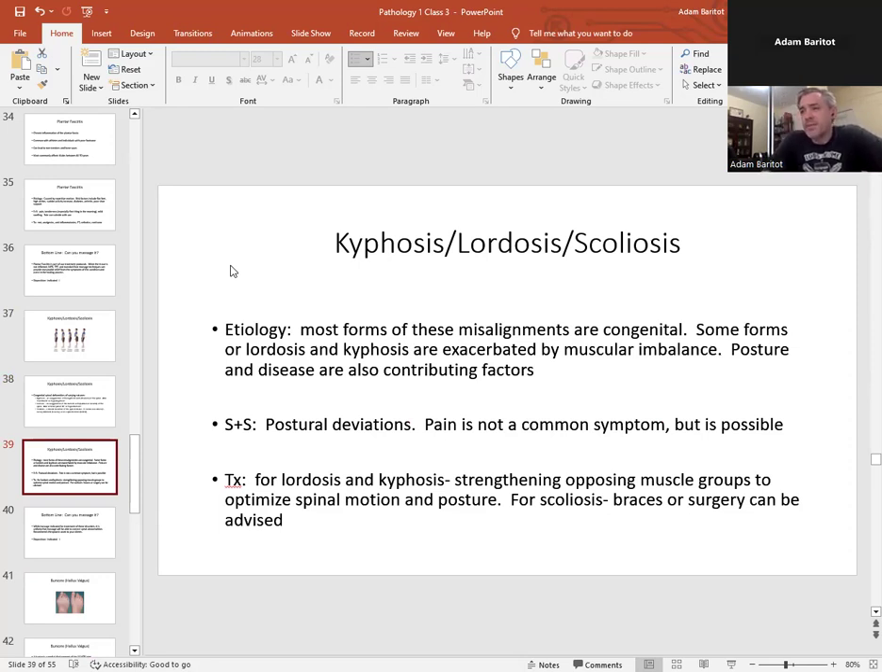Signs and symptoms: we notice the deviations. However, pain is not usually a symptom with these conditions. It's possible, but it's not common.